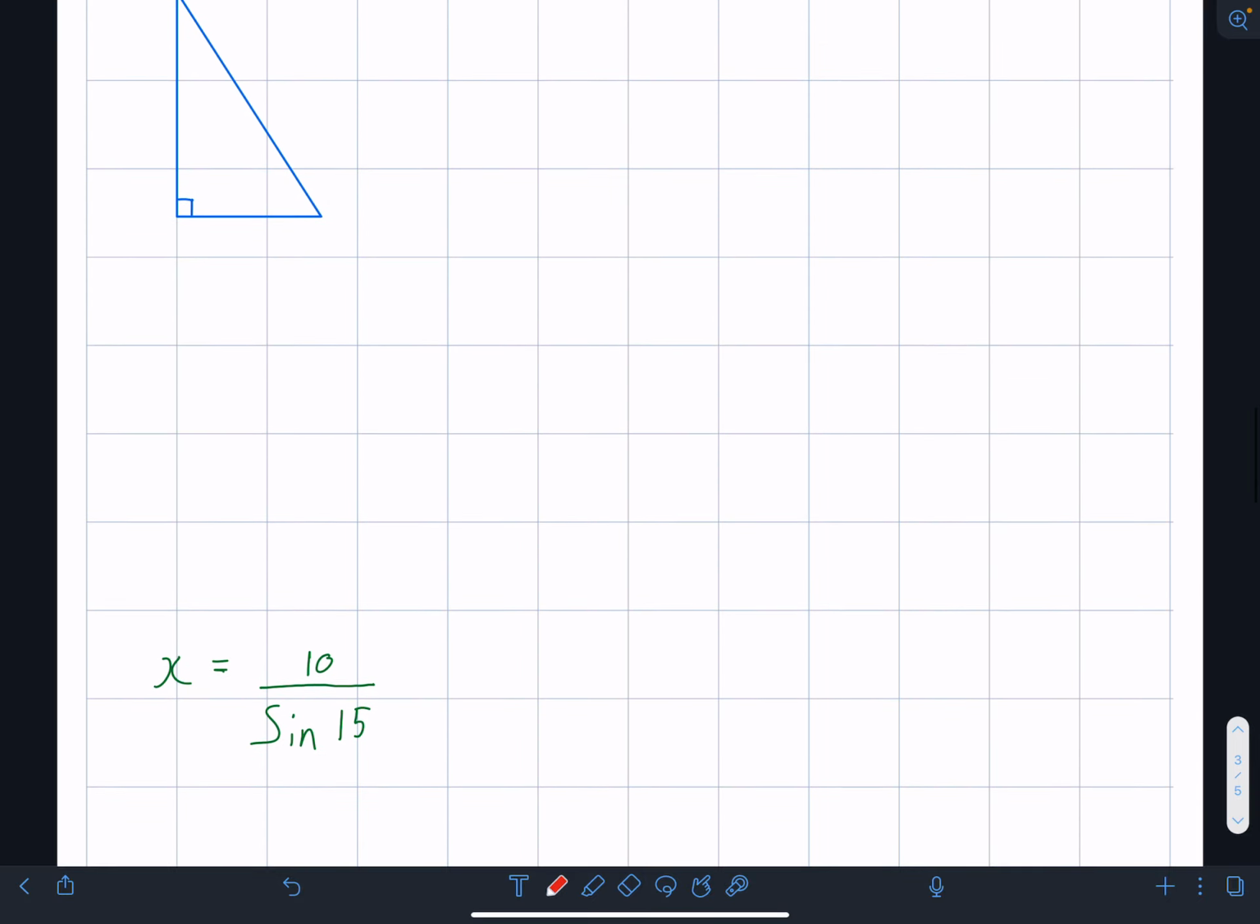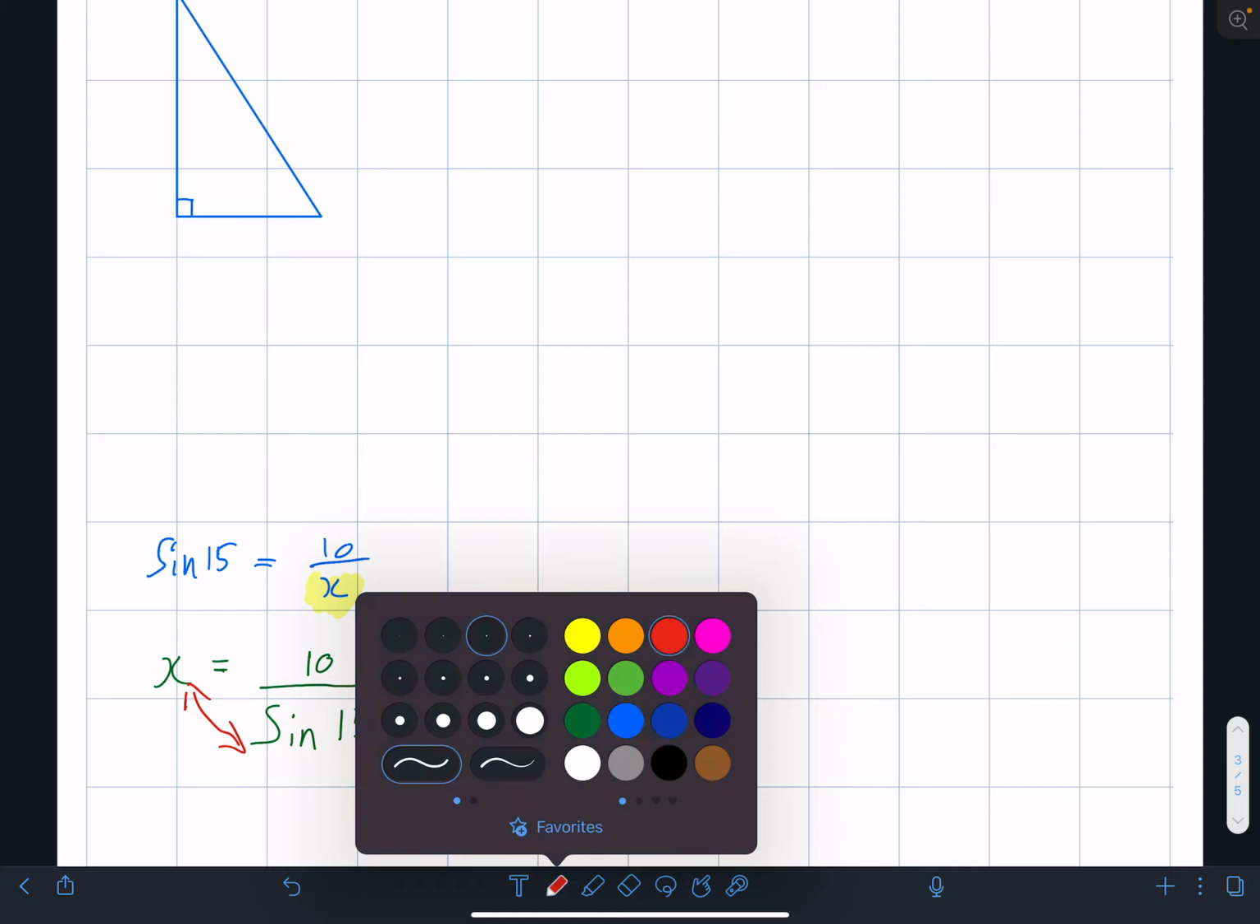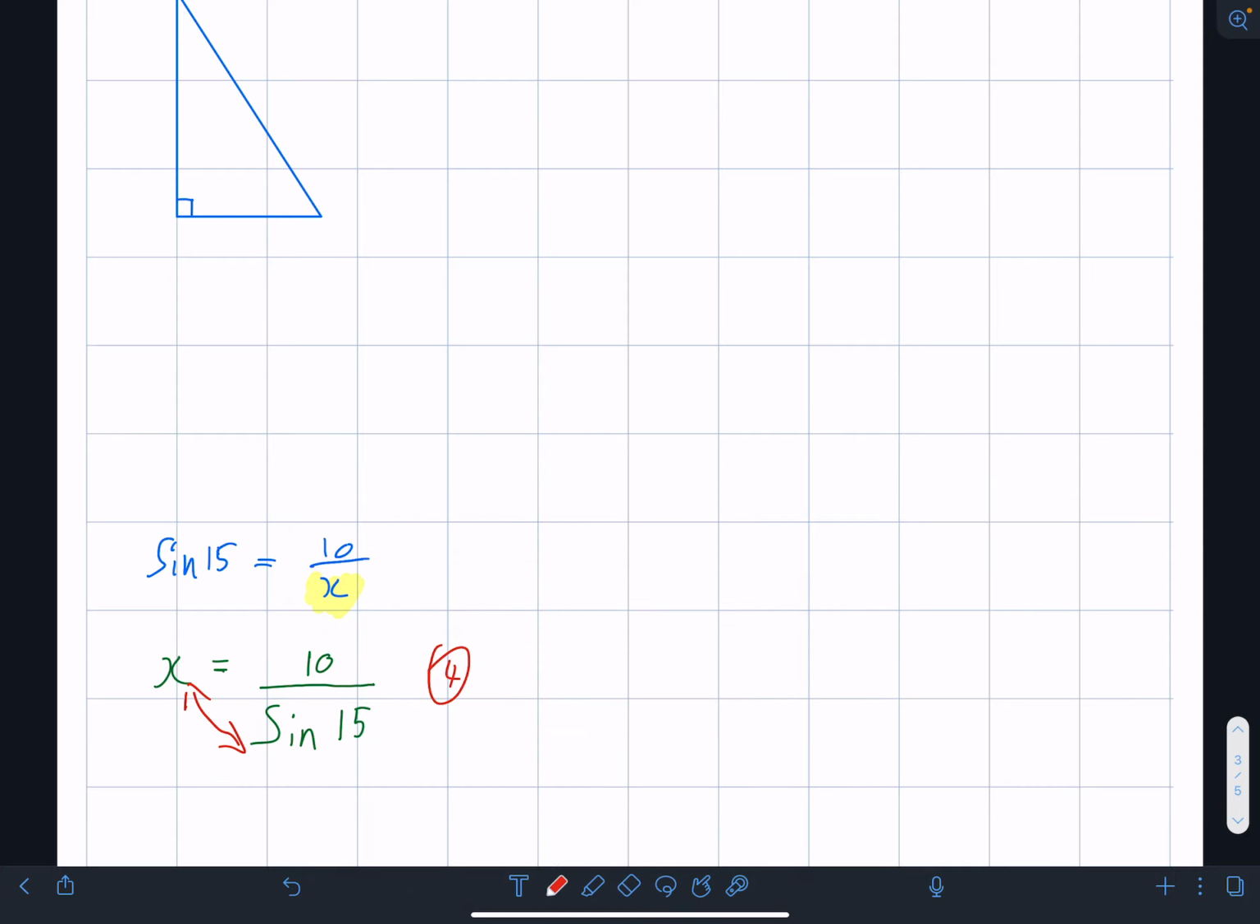Question 2, working backwards from 4. So what we want to do is do a flip of sine 15 in x. And so sine 15 will equal 10 over x. And so with the unknown in the denominator, that will become a level 2 question.